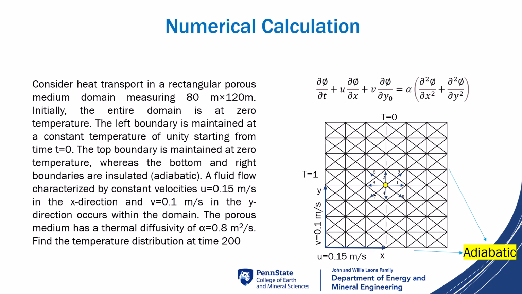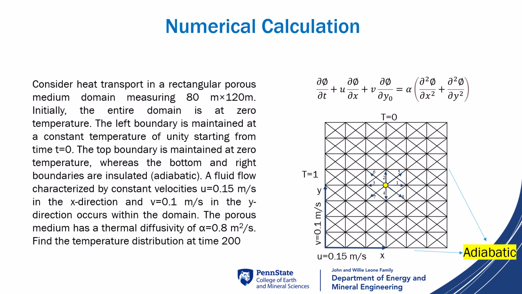We're simulating a two-dimensional rectangular domain that's 80 meters wide and 120 meters tall. At the start of the simulation, the entire domain is set to a uniform temperature of 0. At time 0, we instantaneously heat the left boundary to a constant temperature of 1. That boundary stays at 1 for the entire simulation. The top boundary remains fixed at temperature equal to 0. The bottom and right boundaries are insulated, which means no heat can enter or leave through them. This is called adiabatic or zero flux boundaries.